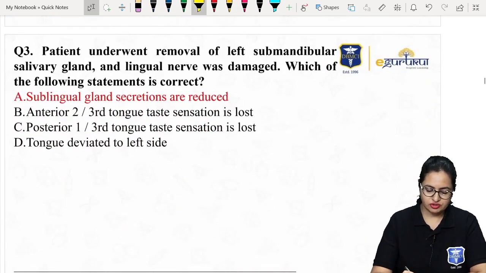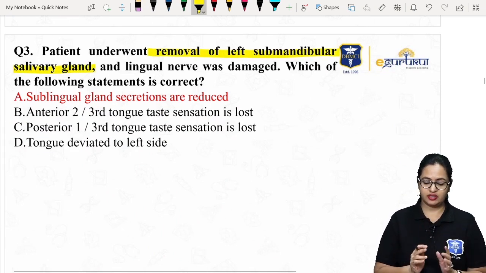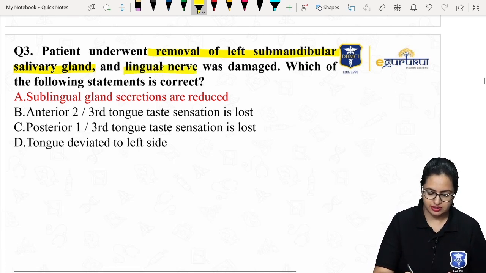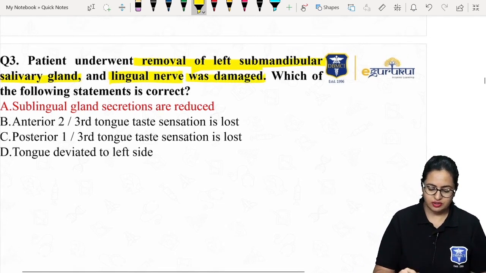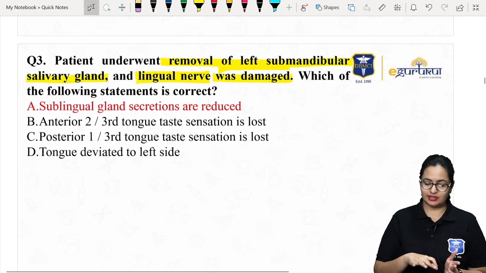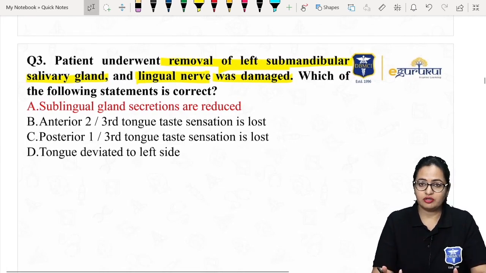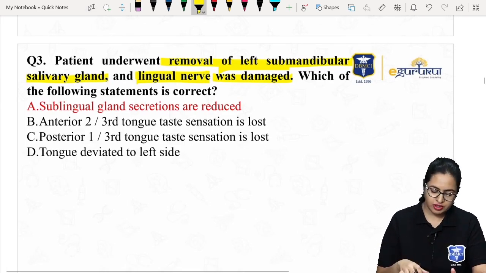Now coming to the next question, it says a patient underwent the removal of the left submandibular salivary gland and a nerve was damaged, which is the lingual nerve. The lingual nerve was damaged. Now which of the following statements is correct? You have to see what will be the effect of that lingual nerve injury. Now before coming to the options, let us discuss it.